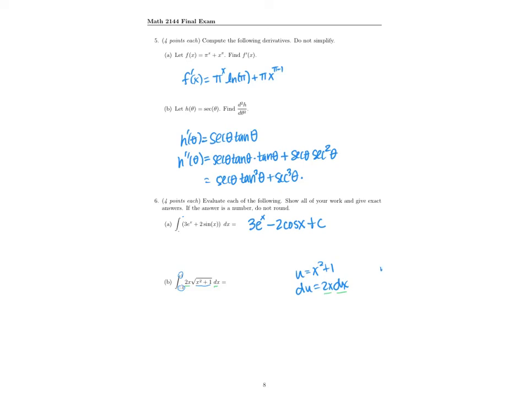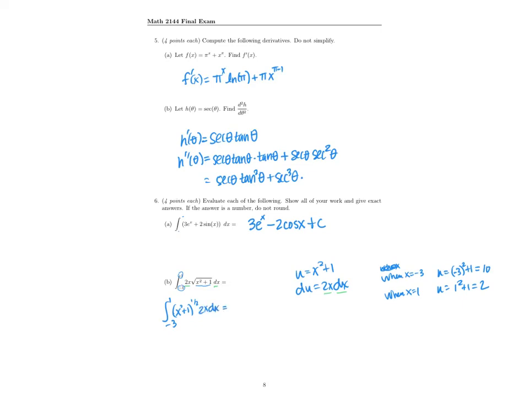So when x equals -3, u is equal to -3 squared plus 1. So that's 9 plus 1, which is 10. And when x equals 1, u is equal to 1 squared plus 1, which is 2. So if I want to change everything over to u values, first I'll just rewrite this as x squared plus 1 to the 1/2 times 2x dx.